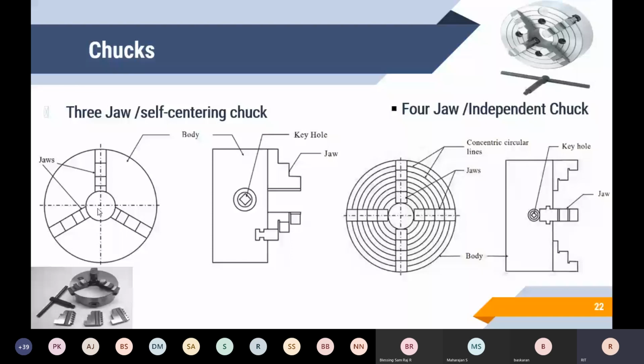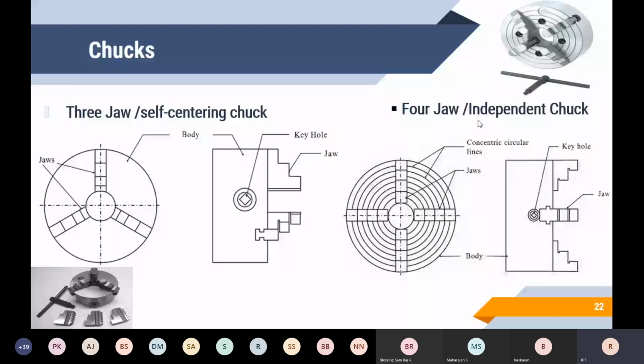And then the 4-jaw independent chuck. There are 4 jaws in the chuck. Each jaw is moved independently by rotating a screw with the help of the chuck key. That is the basic principle. A particular jaw may be moved according to the shape of the work. This type of chuck can hold work of irregular shapes, but it requires more time to set the work aligned with the lathe axis. For eccentric turning operations, this type of chuck is highly useful.